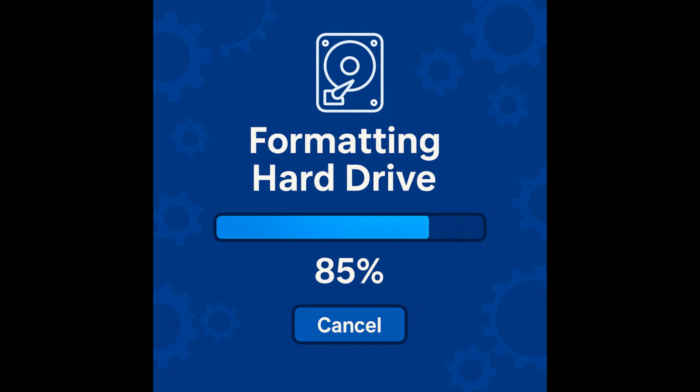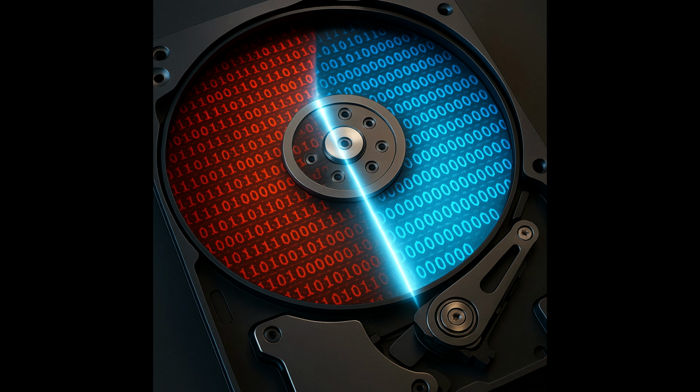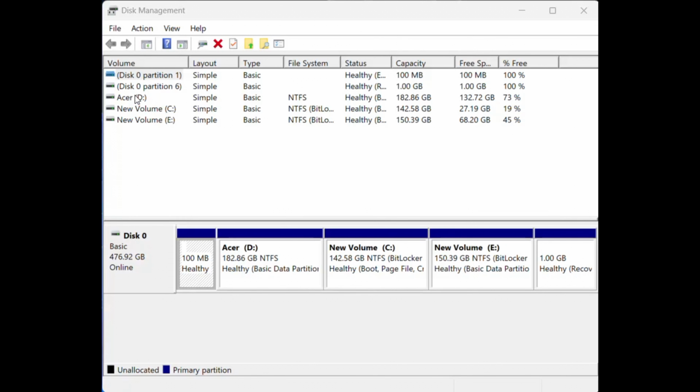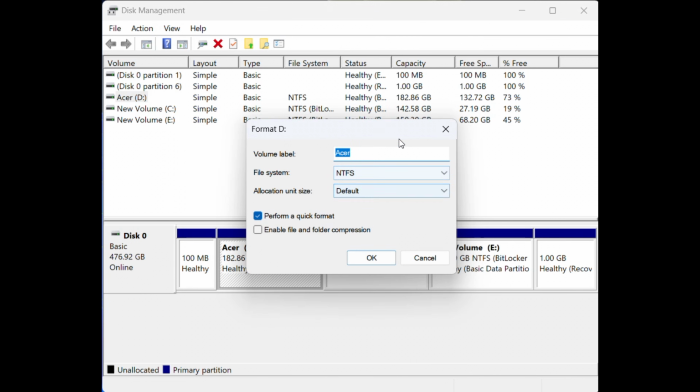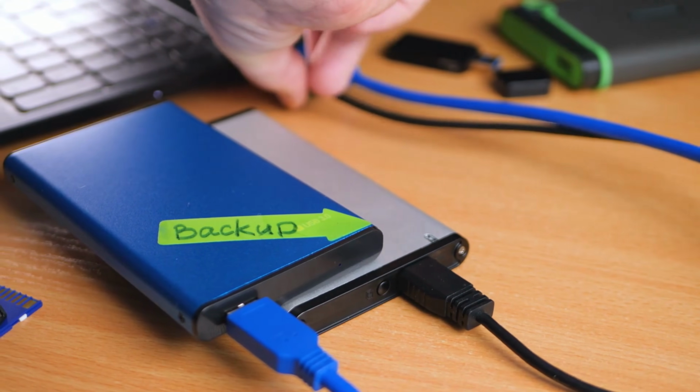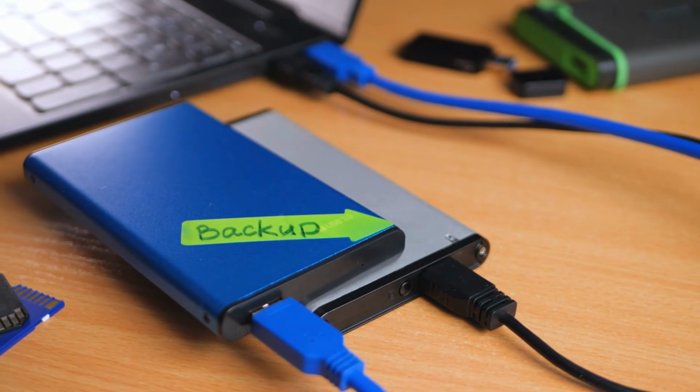If you want the most thorough method, you can do a full format. This overwrites every sector on the disk with zeros, forcing the system to identify and relocate any bad ones. To do this, open Disk Management, right-click the affected volume, and select Format. Choose your file system. Uncheck Quick Format and confirm. Remember, this erases absolutely everything on the drive, so it should only be done after backing up.